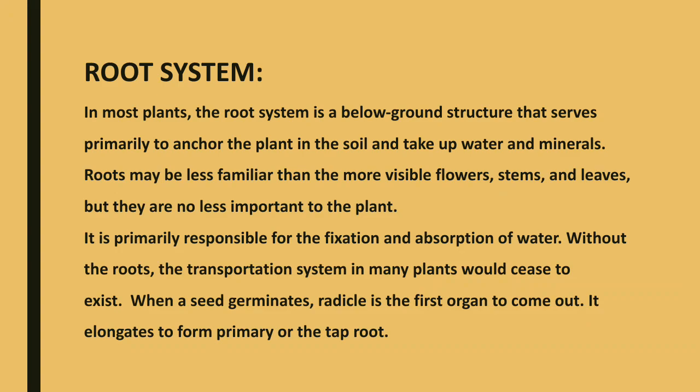When a seed germinates, the radicle is the first organ to come out. It elongates to form the primary or tap root.